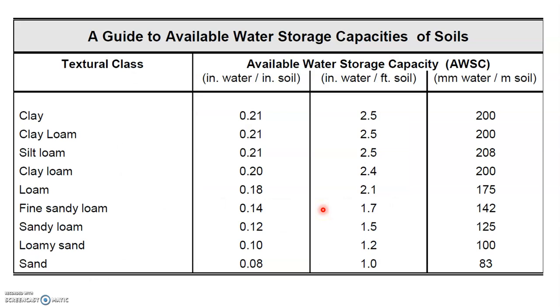And this is the tabular value of the previous chart. You can see the available water storage in clay soil. The water content storage capacity is 0.21. It's very high. But if you see the sand condition, it is 0.08. Look at this difference between clay soil and sandy soil. In loamy soil it is 0.18. Even though it has a little lower water holding capacity than clay soil, it is good for plant growth.